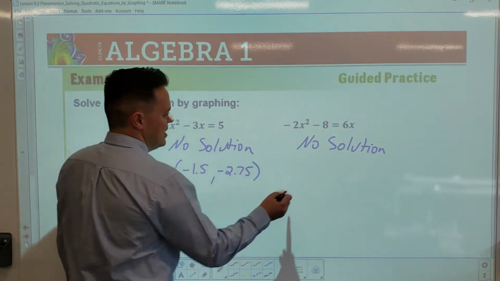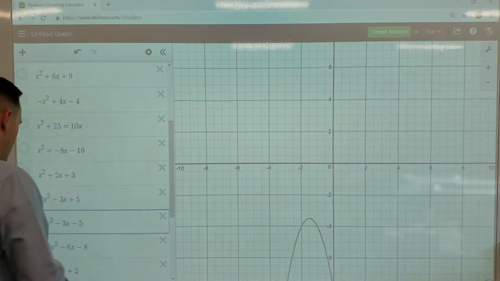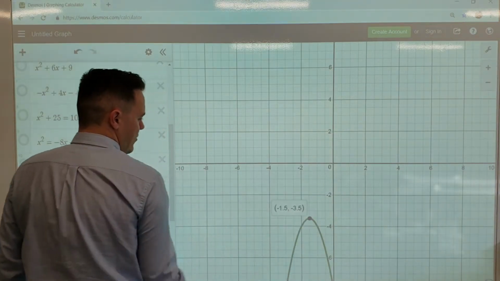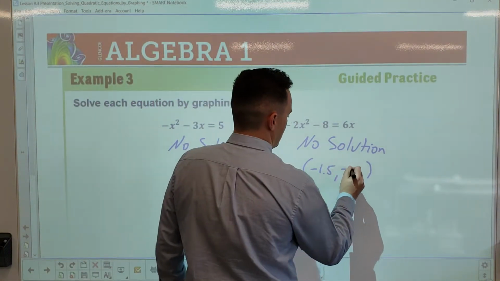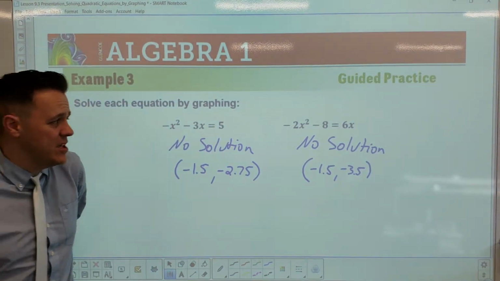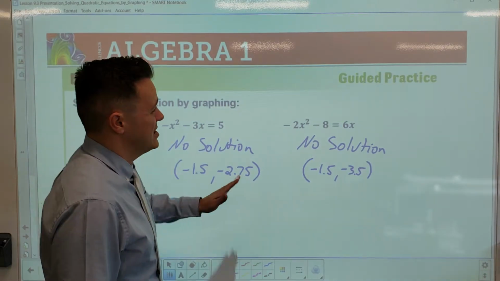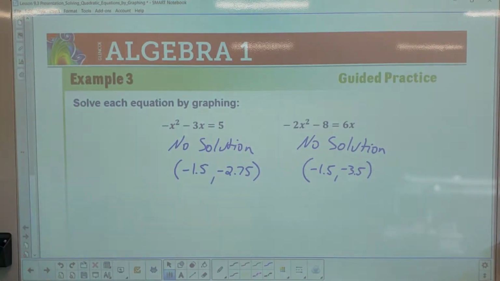There's your vertex, and the vertex here is going to be, whoops, if I turn that one off and on, it's going to be negative 1.5 and negative 3.5. Okay, so that's a simple setup on there. All right, if you guys have any questions for me, please make sure you ask, but remember, because it doesn't cross the x-axis, there is no solution and there's no way that you're going to have x.